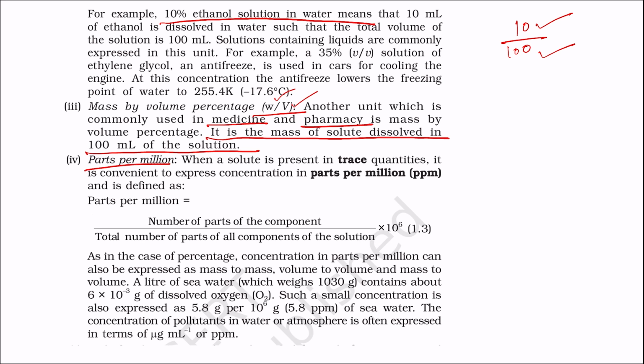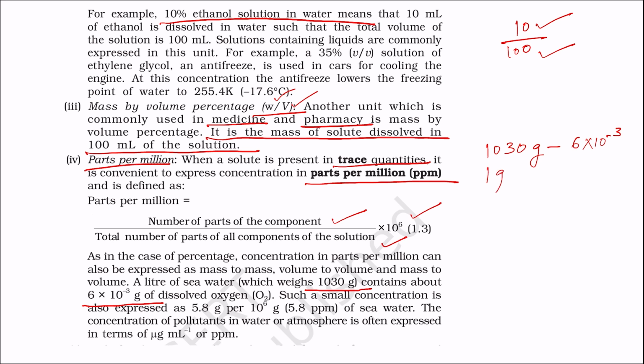When a solute is present in trace quantities, means very small amount, it is convenient to express the concentration in parts per million and it is defined as parts per million is equal to number of parts of the component divided by total number of parts of all components in the solution into 10 to the power 6. For example, a liter of seawater which weighs 1030 gram contains 6 into 10 to the power minus 3 gram of dissolved oxygen.